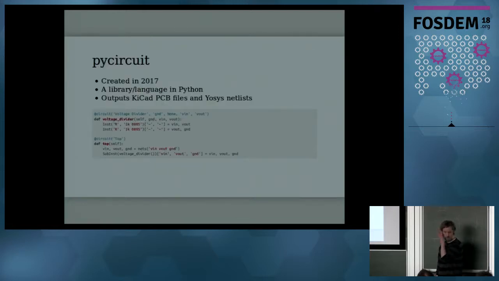Another one that's fairly similar in some ways is PyCircuit, which was created a little bit later and is also embedded in Python, and it also outputs KiCad files, though it outputs KiCad PCB files rather than netlists. This makes it a bit easier to have the footprints embedded into your output, so you don't need to worry about where your libraries are, which you would need to if you work from a netlist.